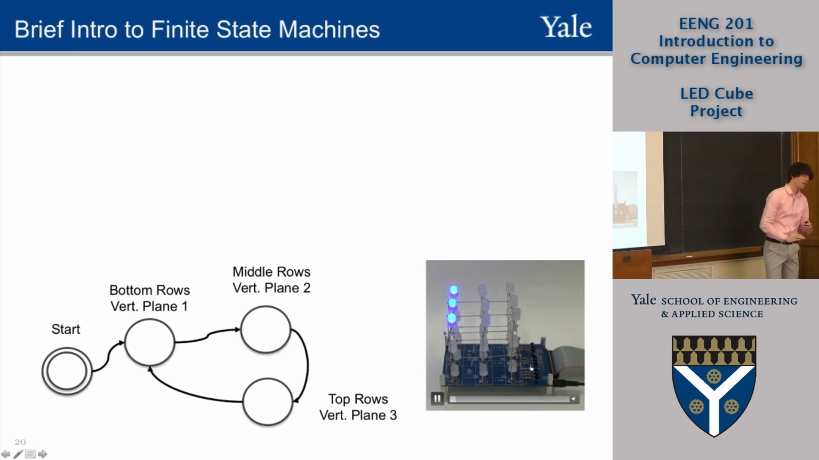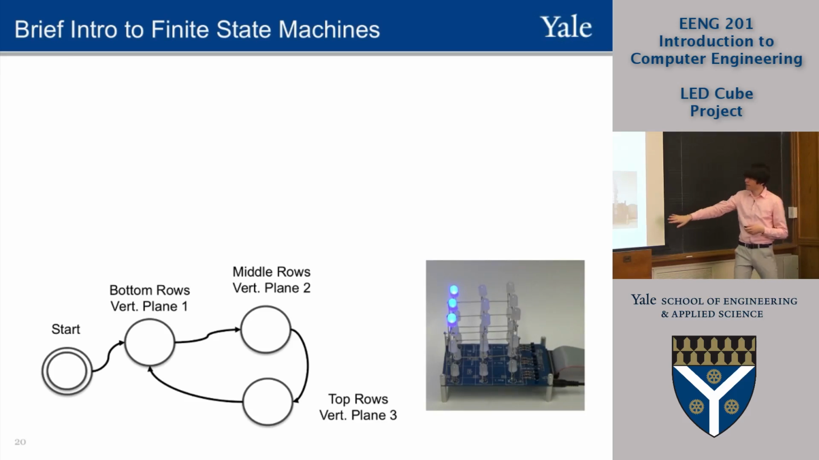So the way you can think about it is that the code that you write for the hardware will implement a state machine like this, and when you're in the vertical plane 1 state, then the first set of LEDs turns on. Then you move on to the vertical plane 2 state, where the second set of LEDs turns on, and then you move to the vertical plane 3 state when the third set of LEDs turns on. So the state machine is a set of states, and you deterministically move from one state to the other to achieve the operation of your system.